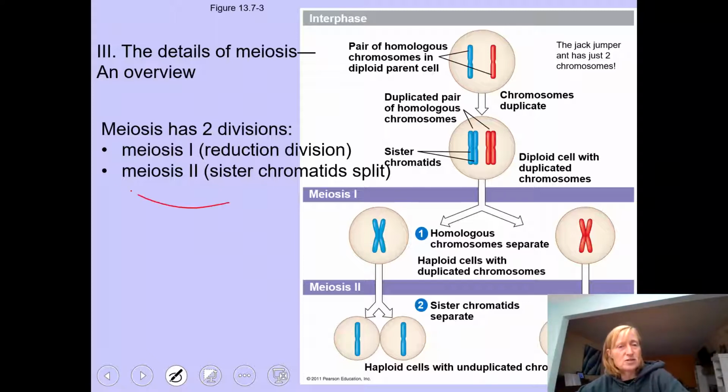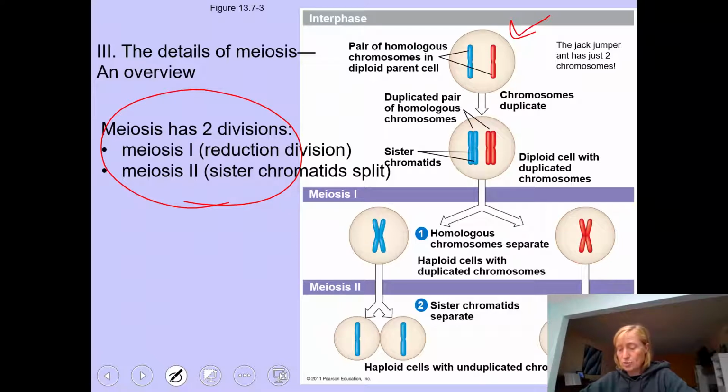It turns out that meiosis has 2 cell divisions. There's meiosis 1 and meiosis 2. And during this process, well, let's take a look. In this picture up here, we've got a parent cell, and this parent cell is really unusual. It has 2 chromosomes in it. That's it, total. We have 46 in our cells, but this one only has 2. I looked it up, and there is, in fact, an animal called the jackjumper ant that has just 2 chromosomes. They're homologous to each other. They're the same size and the same shape, and they carry genes for the same traits.